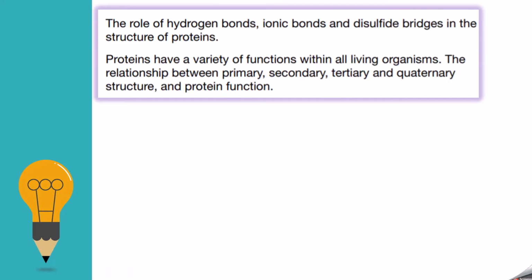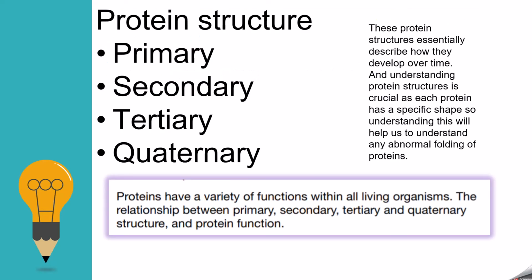Now the role of hydrogen bonds, ionic bonds, and disulfide bridges in the structure of proteins, I'm going to go through this. So let's look at the different protein structures. These protein structures essentially describe how they develop over time. So we've got our normal amino acid, add another amino acid, we get a dipeptide, and then if we add like 400 more of these amino acids on, we get what's called a polypeptide, just a simple basic chain of amino acids. This is your primary structure.